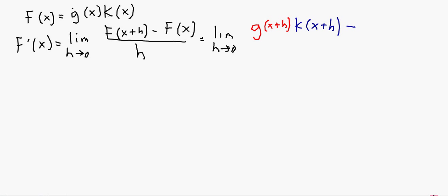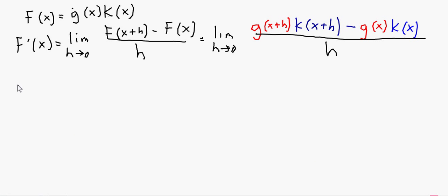minus F of X, which is just this thing, G of X, K of X. And all of that is over H. I keep changing color here. Try to make this look a little better. So really we've got these two functions all mixed up here. We know what the rule already says, and this is what really happens here.